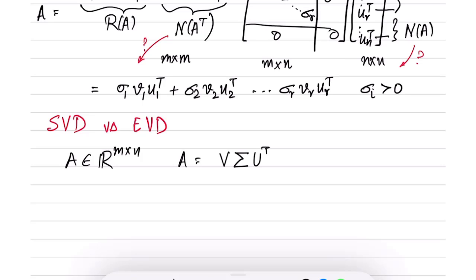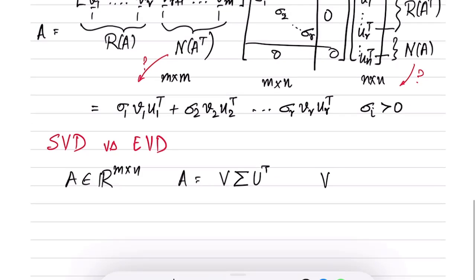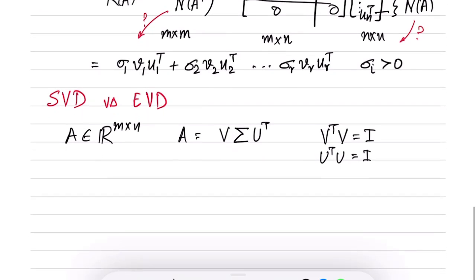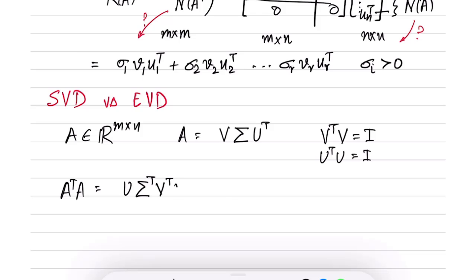And because these are orthogonal basis vectors, we know that V transpose V is identity, and likewise U transpose U is identity. V and U are orthogonal matrices. Then let us calculate what A transpose A is. A transpose A is given by U sigma transpose V transpose V sigma U transpose. Now if you remember, we said that V transpose V is identity. So this becomes U sigma transpose sigma U transpose.